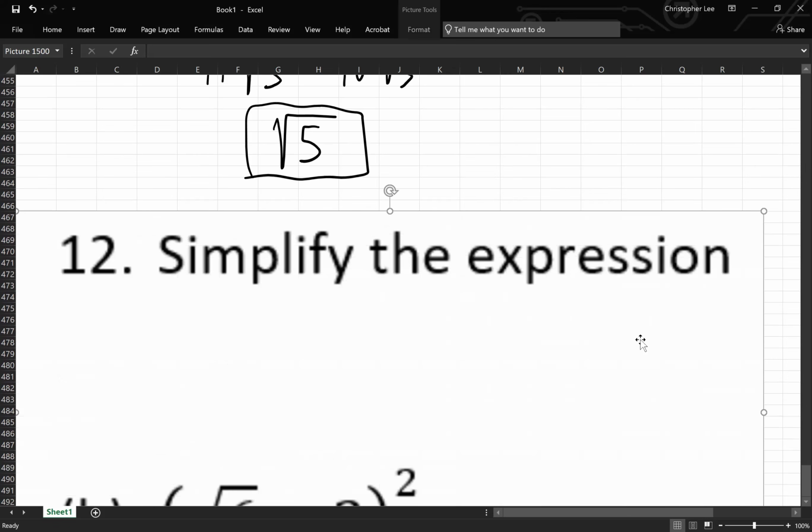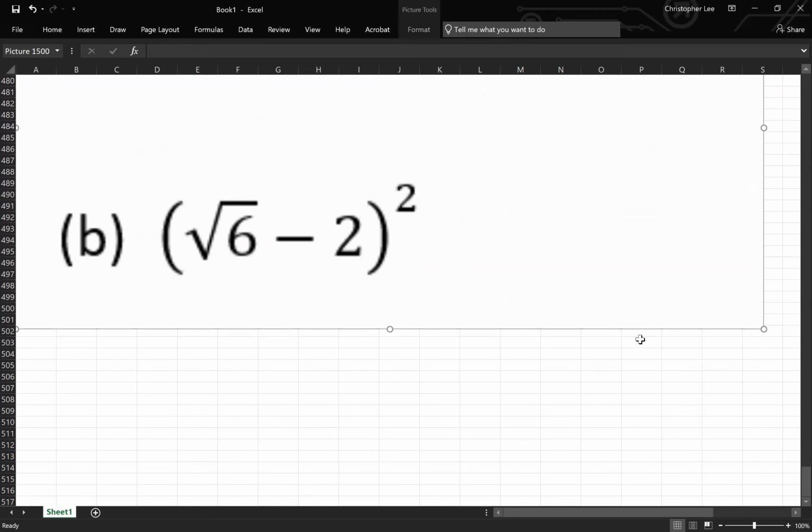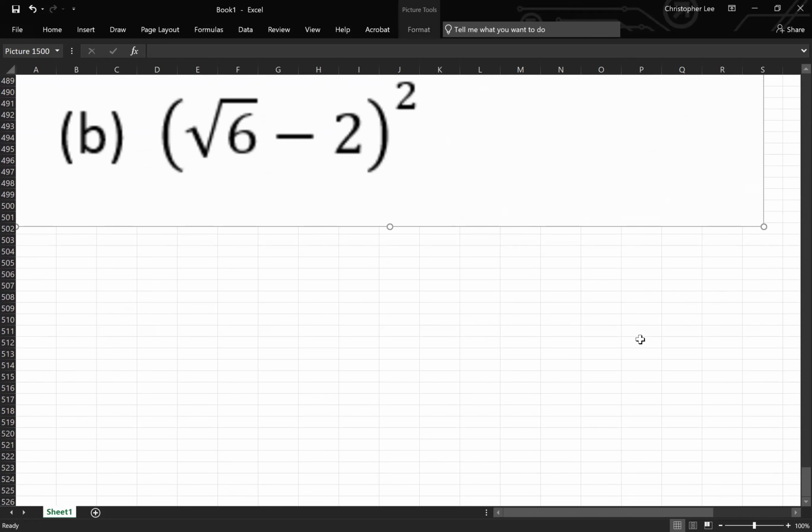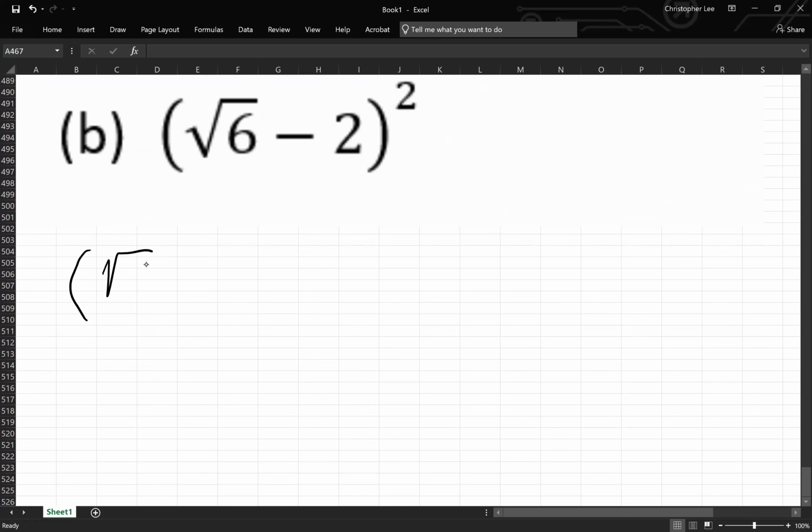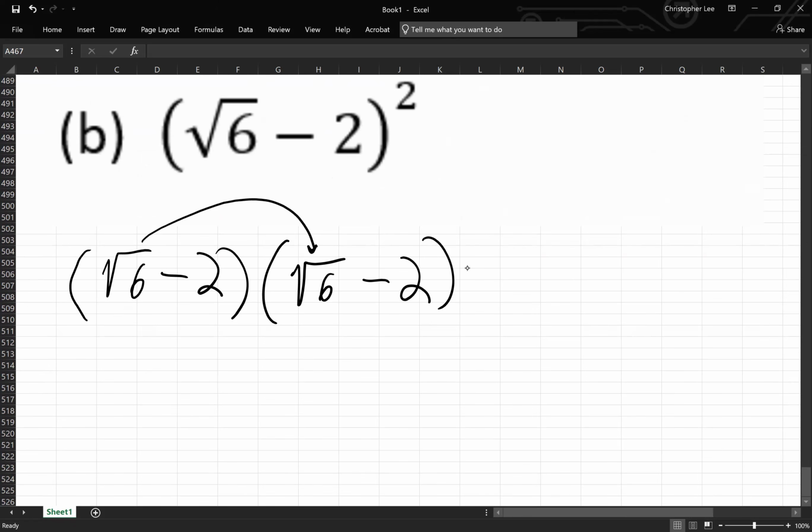So this is part B, same kind of question, but a little different. How do I do this? So I'm gonna copy them over. So I have square root 6 minus 2, and I have square root 6 minus 2. And what do I do after that? All right, so I'm gonna distribute. So square root 6 times square root 6 is, what's that? Square root 36, which is just 6, right?